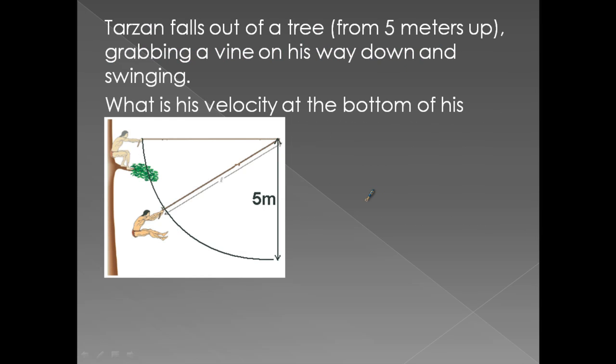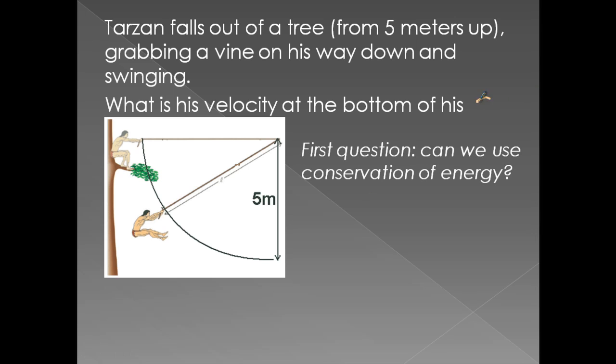So here's another little problem. Here's a little guy in a loincloth known as Tarzan. He falls out of a tree from 5 meters up, grabbing a vine on his way down and swinging. What is his velocity at the bottom of his swing? Man, I got all kinds of typos in here. So the first question we need to ask ourselves, can we use the conservation of energy?